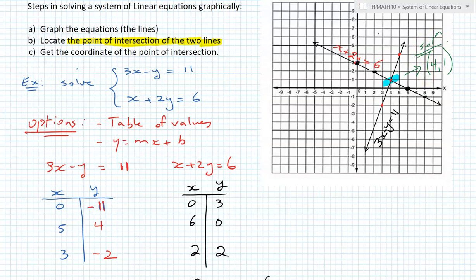Simple as that. Graph accurately using a straight edge or a ruler. Once you have it graphed accurately, all you have to do is give the coordinate of the point of intersection, and that is it.